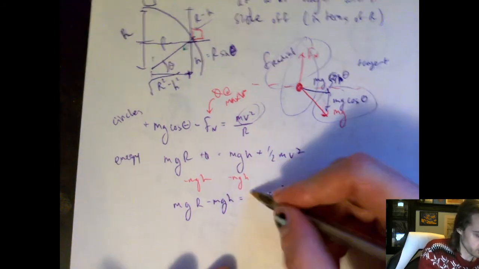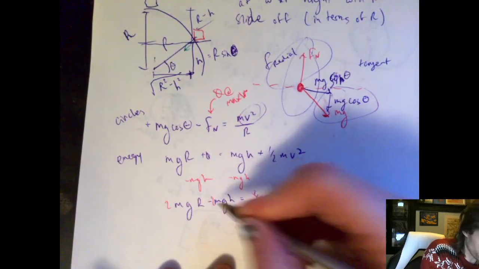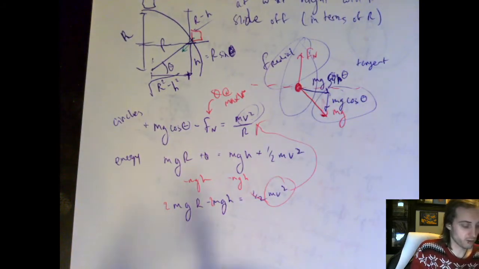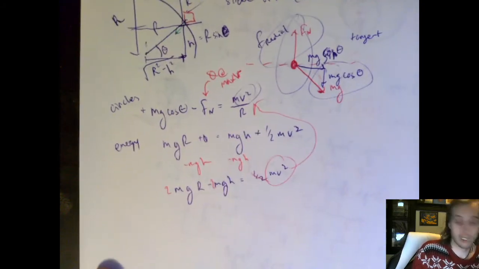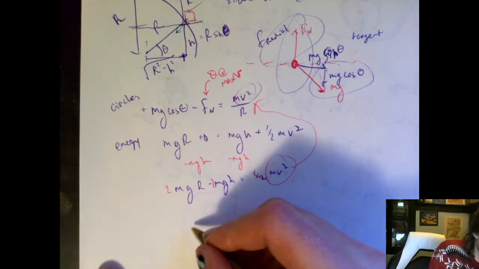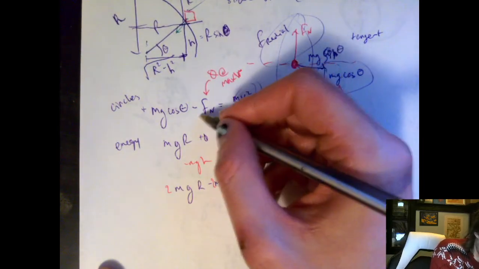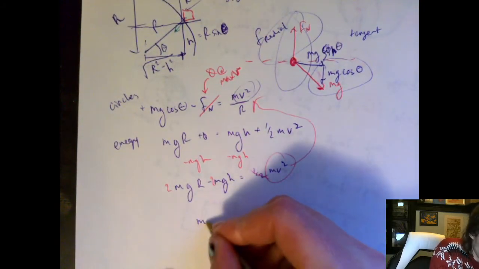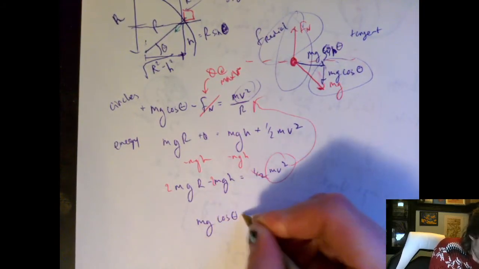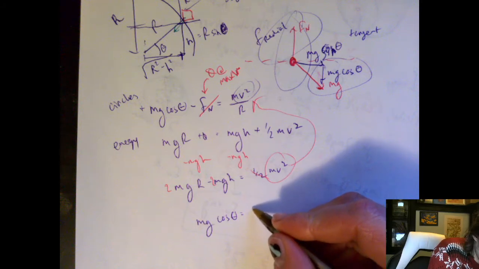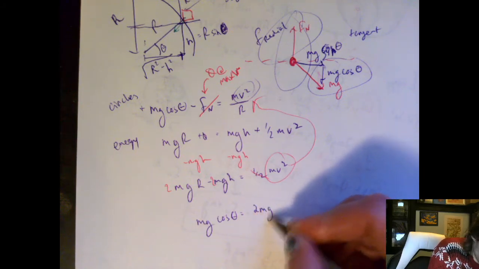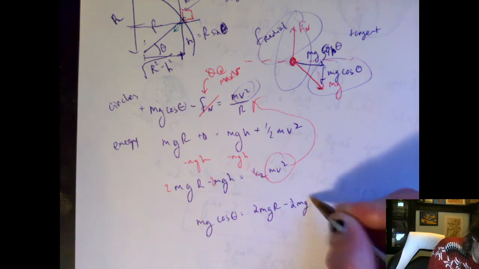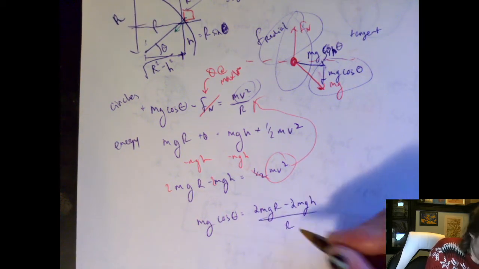And now what we can do is, once again, after bringing the 2 over, sub in for mv squared over r there. And when we do that, what we'll wind up with is, and again, because this is 0, I don't really have to care about it anymore. mg cosine theta is equal to 2mgr minus 2mgh divided by r.